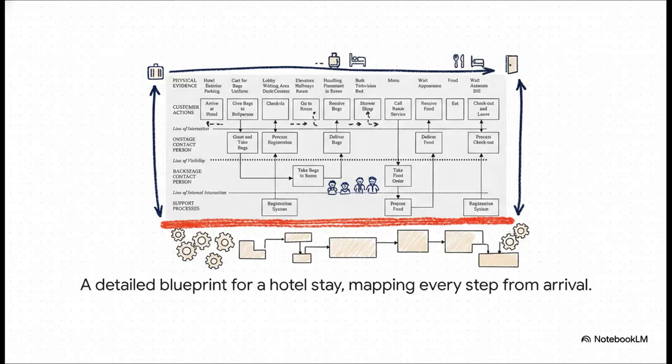Just look at this example for a hotel stay. It maps out the whole shebang. Up at the top, that's the customer's journey, what you actually do. Right below that, you see the onstage stuff, the actions of the staff you interact with, like the person at the front desk. But the real magic, the secret, happens when we cross this dotted line right here.